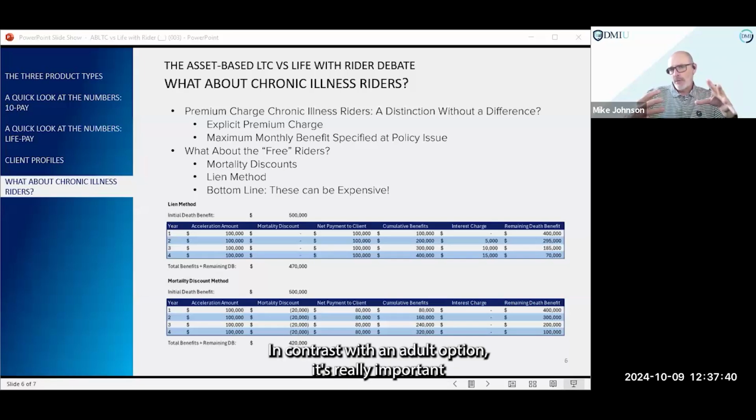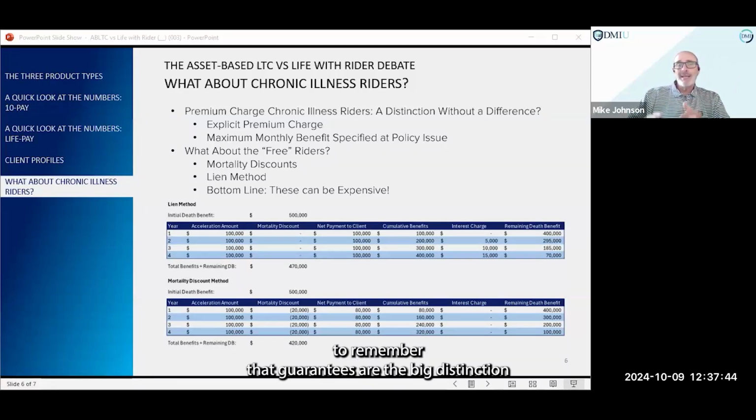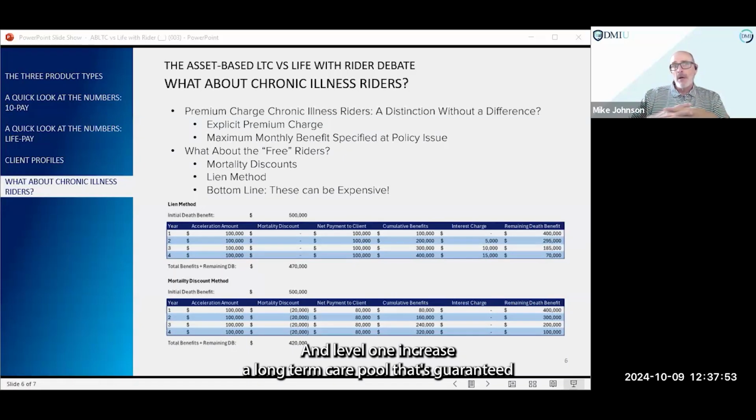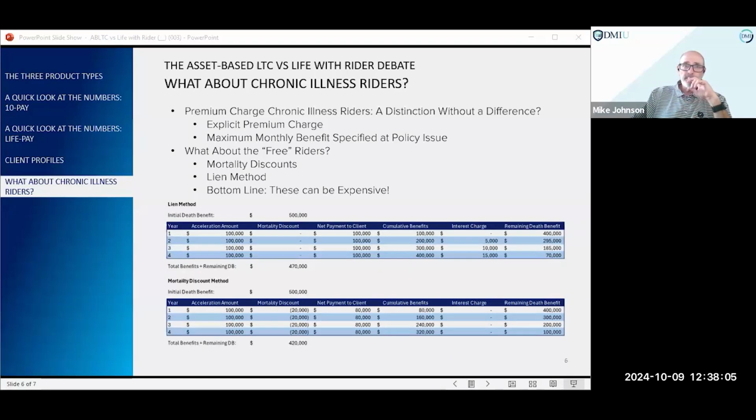Now, here's the thing. In contrast with an ABLTC option, it's really important to remember that guarantees are the big distinction. Remember, the premium's guaranteed. That's fixed and level. It won't increase. The long-term care pool is guaranteed to be there so that your clients know what to expect when they go on claim. And they have the ability to grow that pool of funds with inflation riders that are available to them.